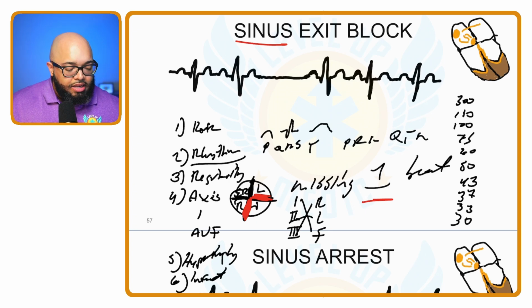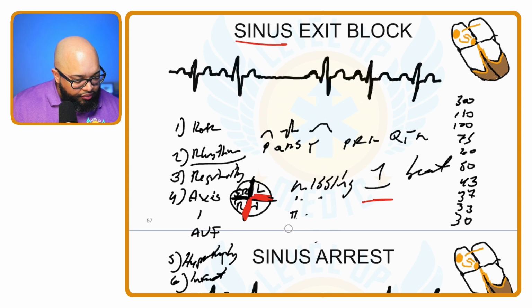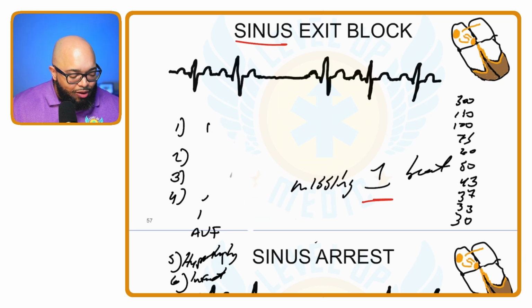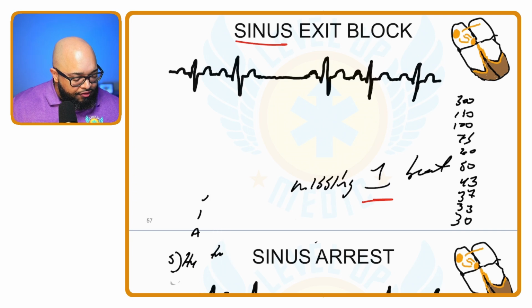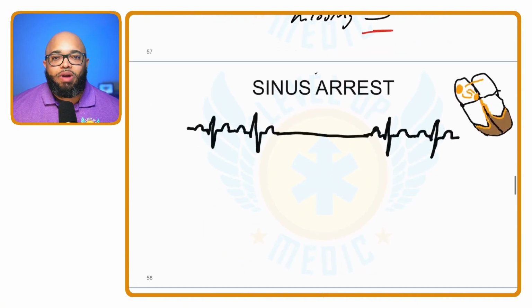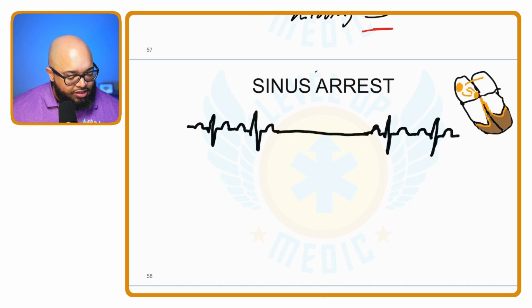Here's what I want you to know about sinus exit block. We're missing 1 beat. Let me clear off some of this extra stuff just so you have just that part left. All of this should be review for you. As I'm saying this, I want you to say it with me though. And if you're finding that you're not able to say it off as quickly, you need to practice some more. Sinus exit block looks like sinus, but it's missing 1 beat. Sinus arrest looks like sinus, but here's the big takeaway. It's missing more than 1 beat.